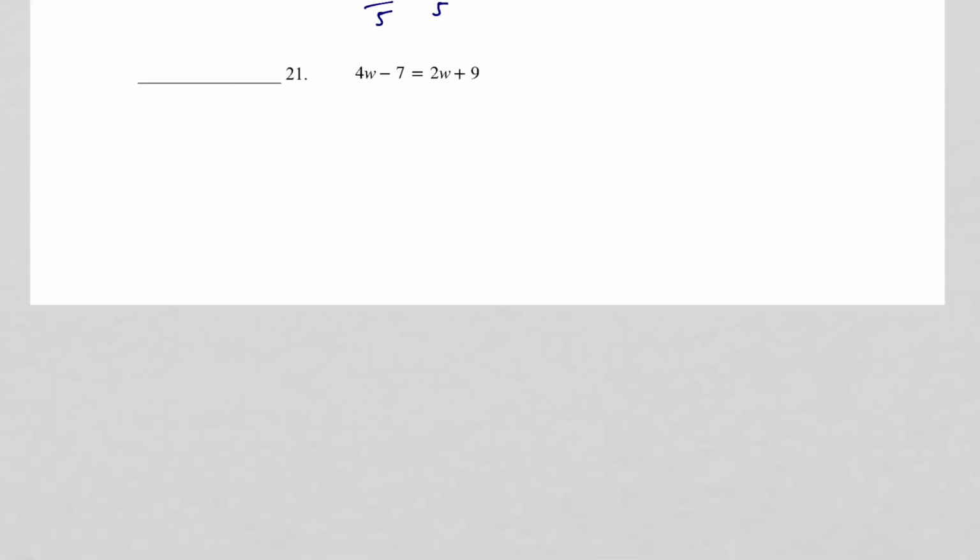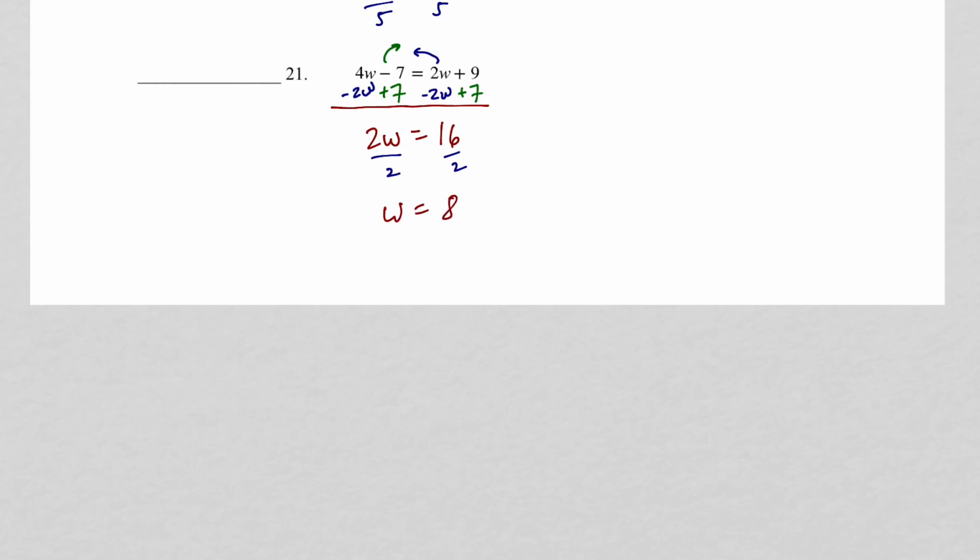Okay, last problem. I'm going to move my 2w to the left by subtracting it from each side. That means I move my 7 to the right by adding it to each side. So on the left, I've got 4w minus 2w is 2w. And on the right, 9 plus 7 is 16. And we'll solve by dividing by 2. So we're going to get w equals 8.